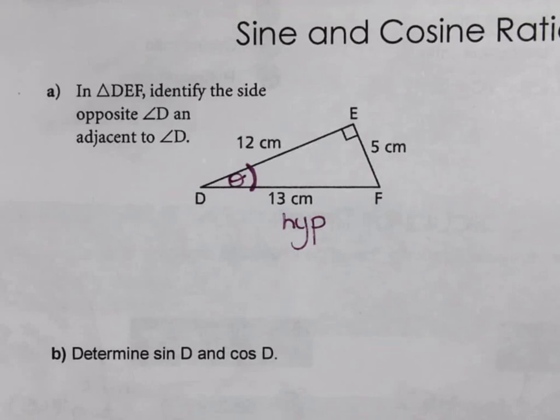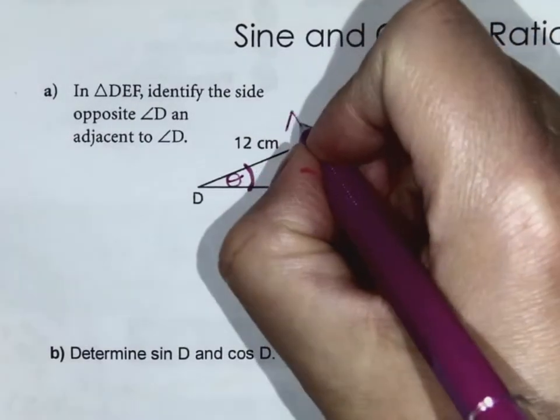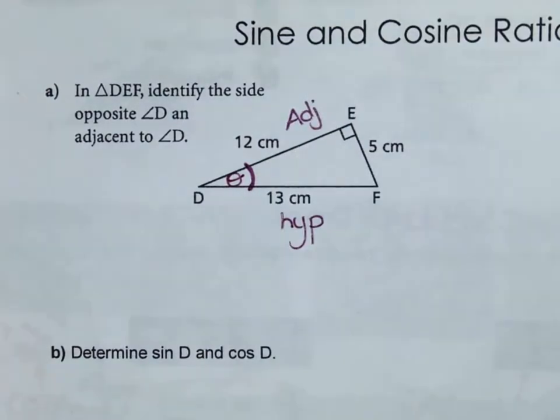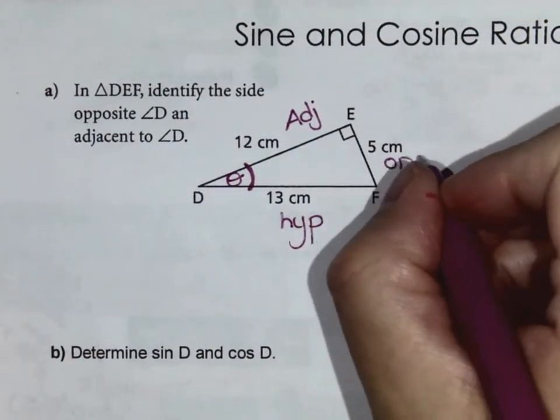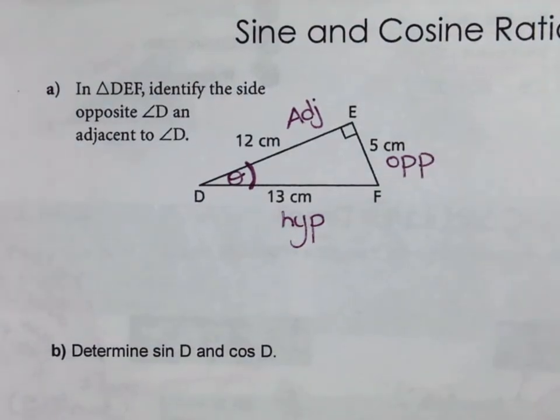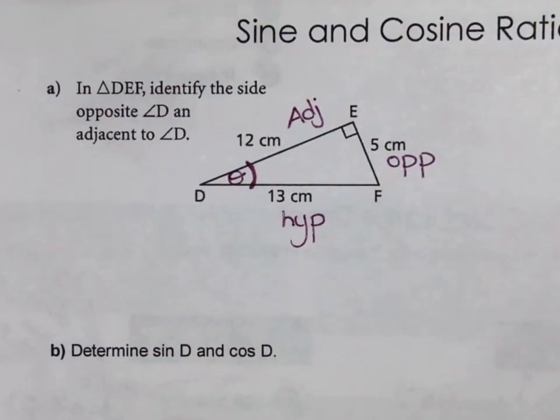All right, now which side touches the angle? The 12 or the 5? The 12 touches the angle, right? So this is the adjacent side. And then that means 5 is my opposite. Okay, so we've done that. And now we're going to do the ratios for sine and cosine of angle D.